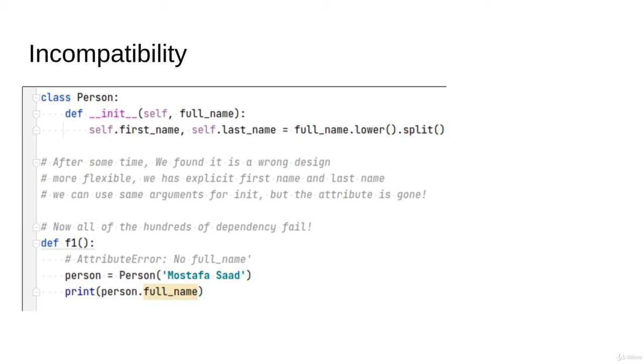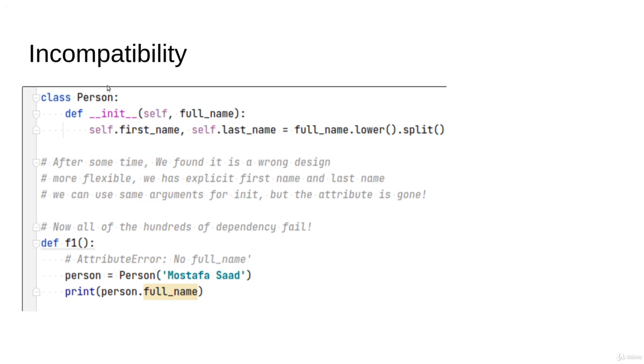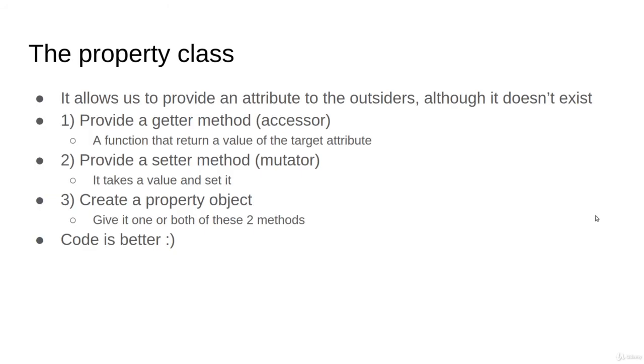You might buy, for example, a new laptop for your home, and then you discover that your printer doesn't work with your new laptop because the laptop now doesn't consider the old definitions of, for example, old printers, and so on. So what's going to happen here is all the code is going to fail, causing us an incompatibility issue. The property class is one way to solve this problem.